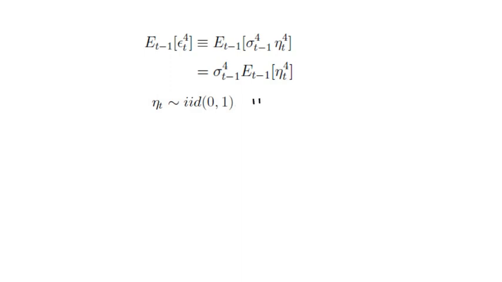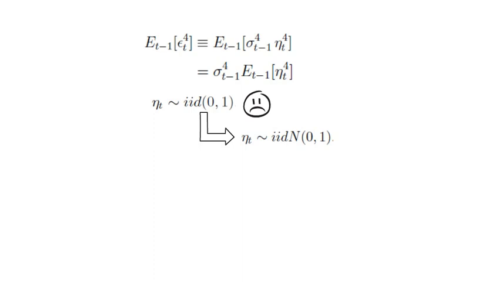Now, that leaves the fourth moment unspecified, as we only made an assumption on the first and second moment. Therefore, we need an additional assumption. Now here for the exercise, we assume that eta is a Gaussian N(0,1) process. It's known that the fourth moment of a standardized Gaussian random variable is 3.